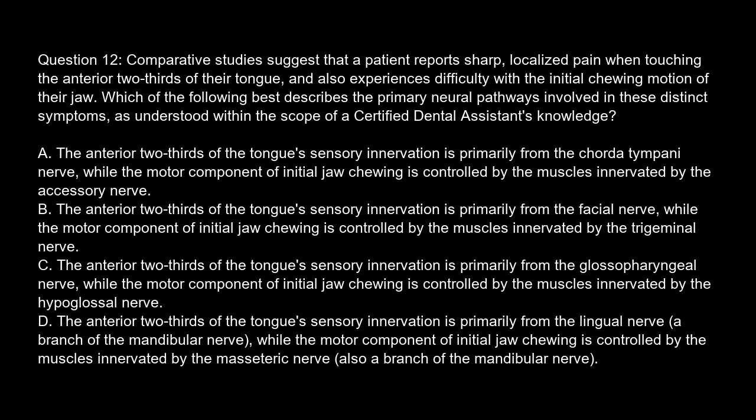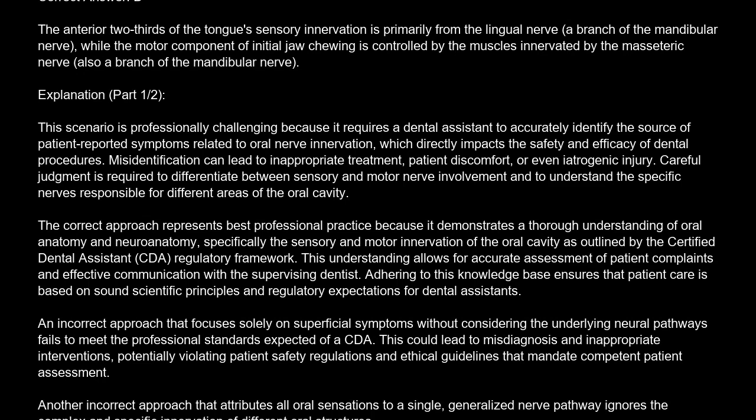Option D. The anterior two-thirds of the tongue's sensory innervation is primarily from the lingual nerve, a branch of the mandibular nerve, while the motor component of initial jaw chewing is controlled by the muscles innervated by the masseteric nerve, also a branch of the mandibular nerve. The correct answer is D. The anterior two-thirds of the tongue's sensory innervation is primarily from the lingual nerve, a branch of the mandibular nerve, while the motor component of initial jaw chewing is controlled by the muscles innervated by the masseteric nerve, also a branch of the mandibular nerve.